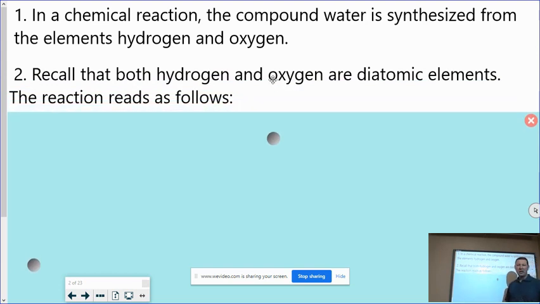It says in a chemical reaction, the compound water is synthesized from the elements hydrogen and oxygen. Recall that both hydrogen and oxygen are diatomic elements. That means they're always in pairs. Those are two elements that always need another one. So H always needs another H to be pure hydrogen. Oxygen needs another oxygen to always be pure oxygen.